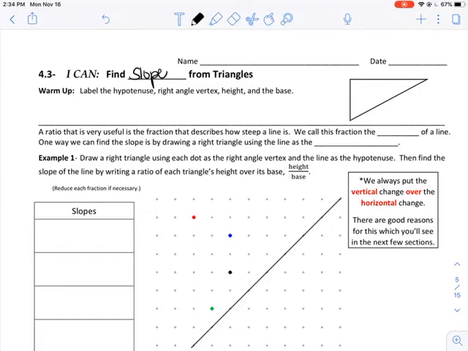Today we are learning how to find slope from triangles. And you might have noticed that in the previous videos, we talked about unit rate and rate of change, and now we're talking about slope. It seems like we're talking about different things, but they are all related, so stay tuned.